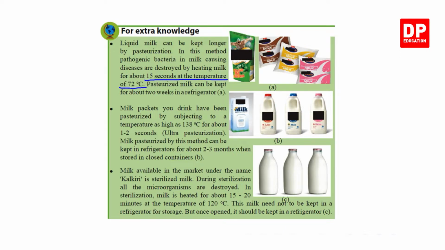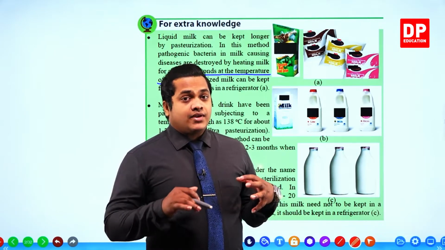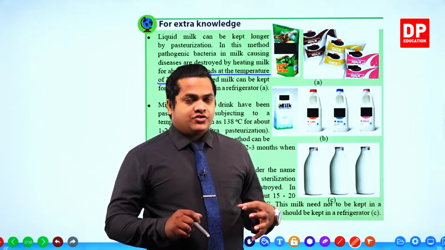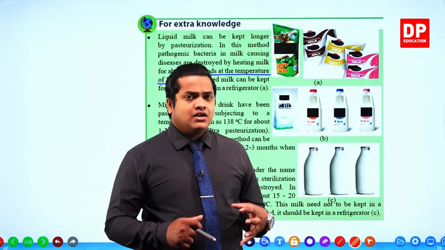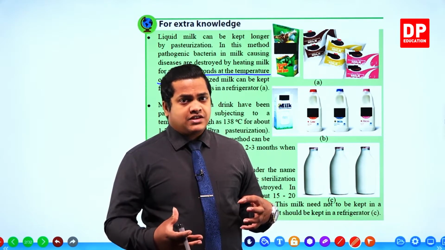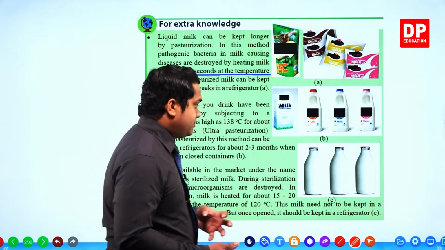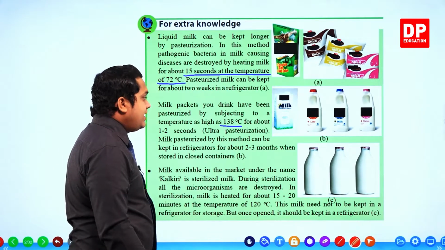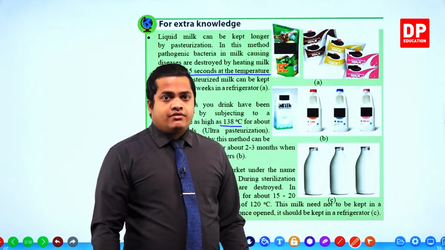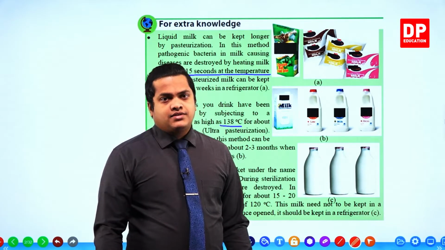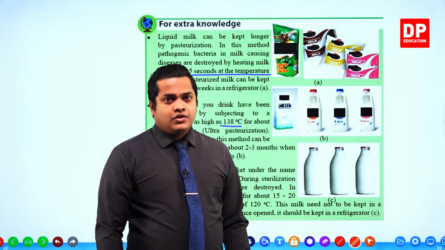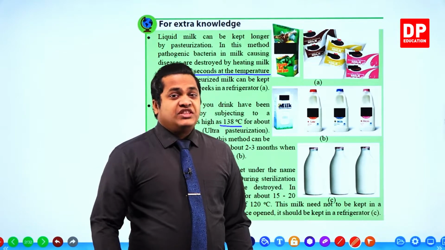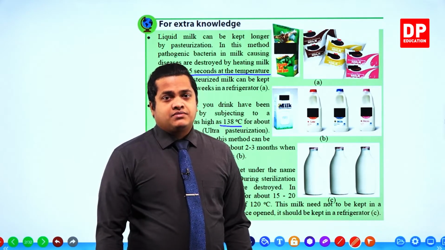So like I said, my dear children, there is another process called ultra pasteurization. Within ultra pasteurization, we heat the milk even higher than 72 degrees Celsius. How many degrees Celsius? It is given here as about 138 degrees Celsius. A pretty high temperature, right? Very high. So at this temperature, my dear children, microorganisms are definitely going to be destroyed. They won't be able to survive.